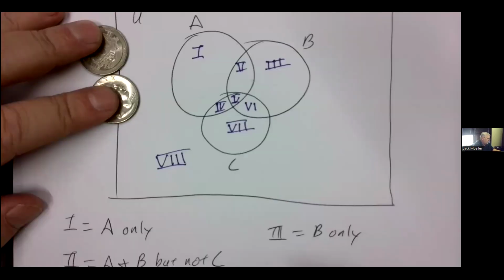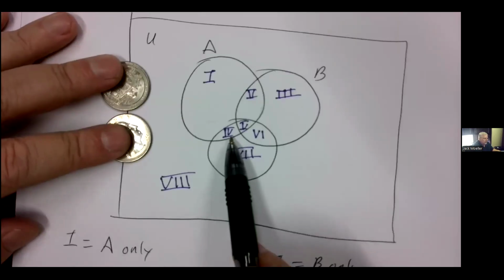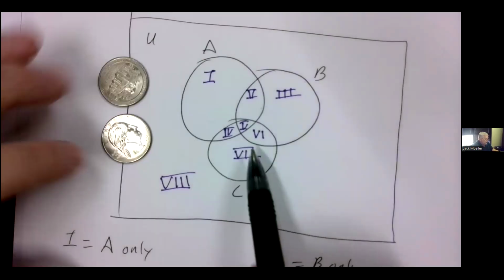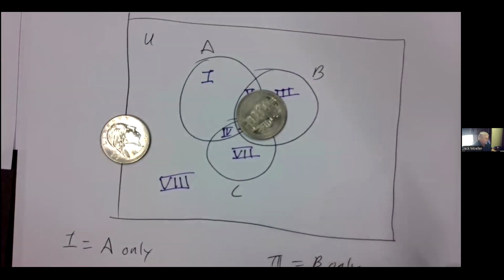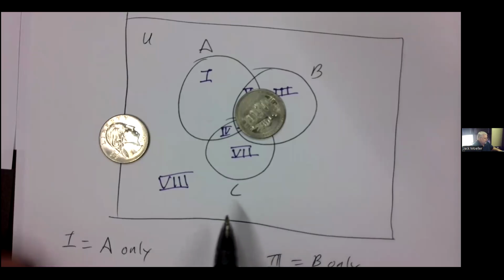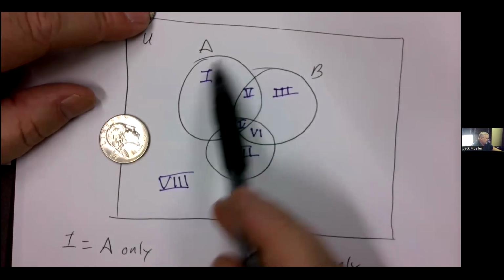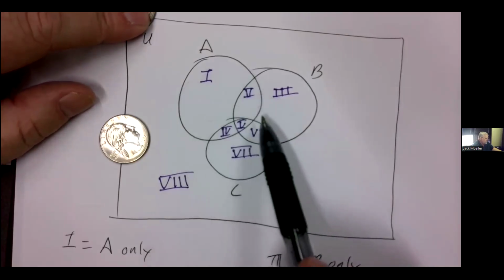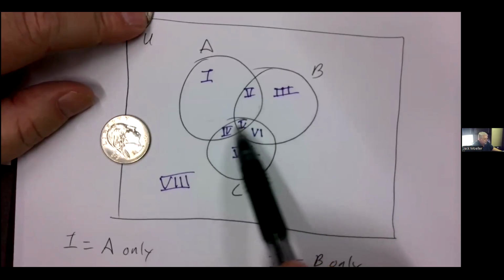Okay. How about region 4? Region 4 is right here. So I know it's in A, I know it's in C, but it's not in B. It's A and C, but not B. All right, so this is where, if I didn't cover that at the quarter, if we're talking about that region, you have to see that it's in that circle, it's in that circle, but we're kind of ignoring the B circle because it's not in the B circle.